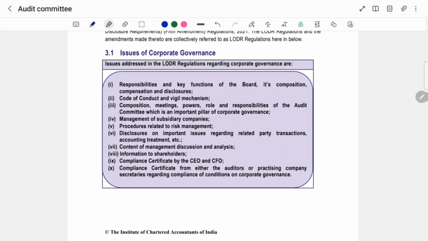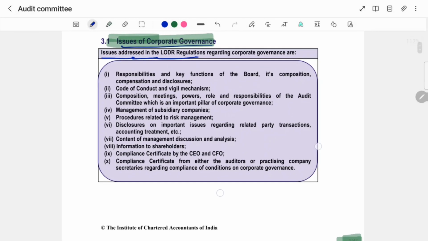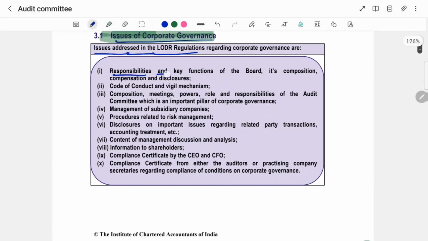The first topic which we'll be discussing is issues of corporate governance. You can see that there are 47 pages in the study material of ICI. To shorten it down for revising, you can highlight in your book itself. In issues of corporate governance, there are many issues which are addressed in the LODR regulations. The first point is responsibilities and key functions of the board. You can highlight this much: responsibilities and key functions of the board.